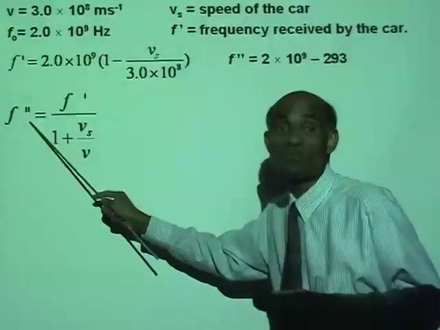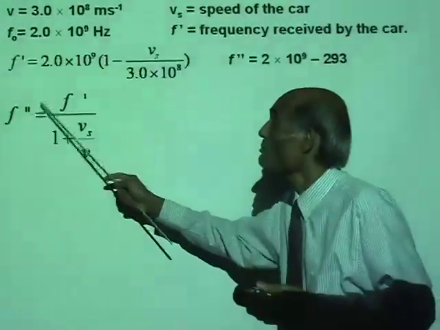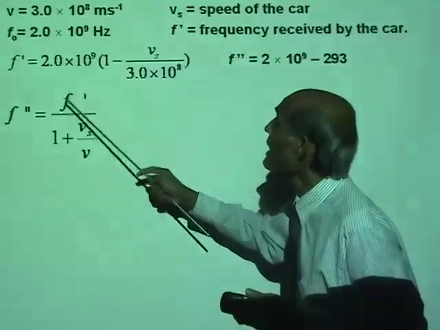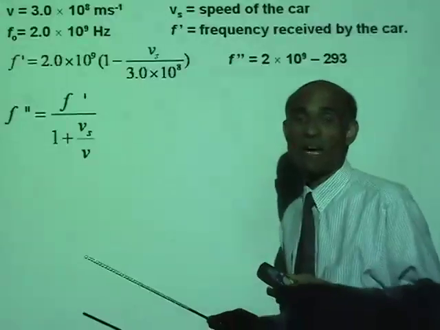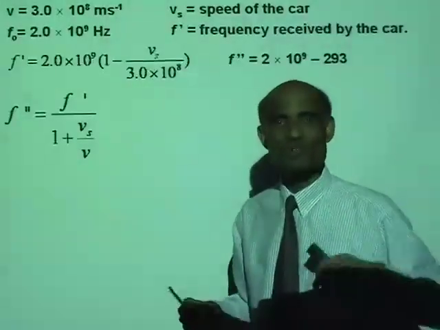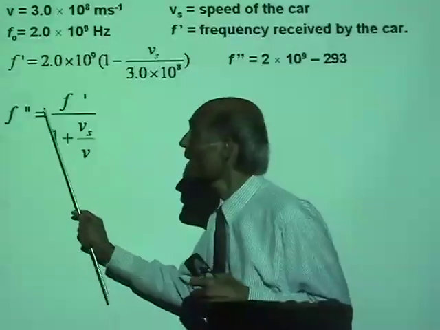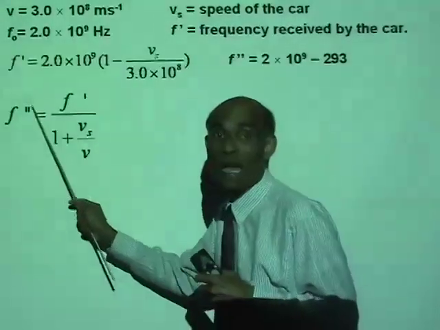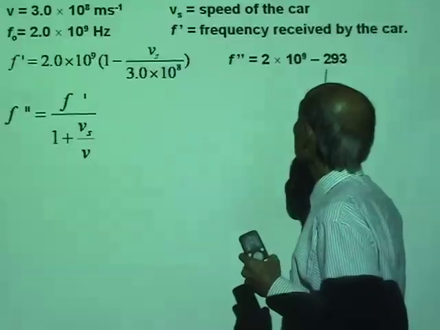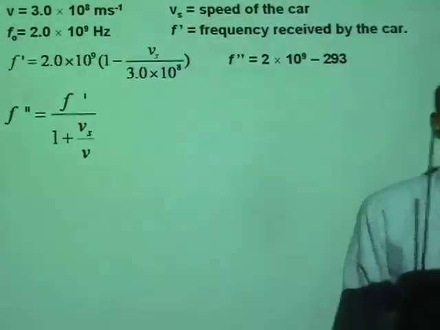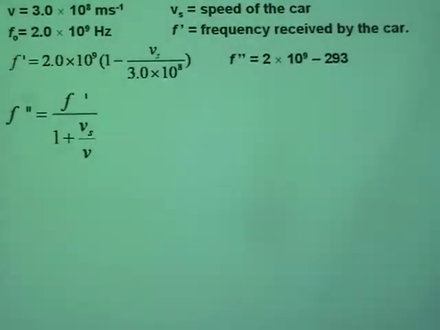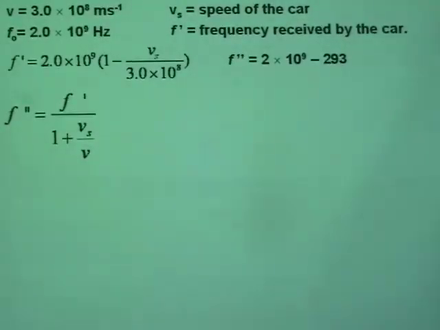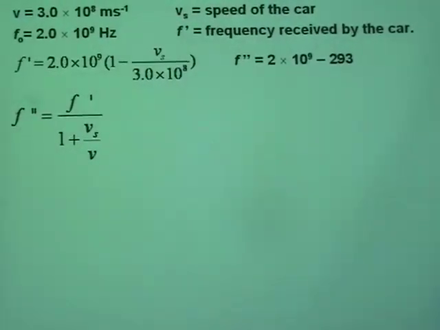And this is the equation we had in the last slide: F double prime equals F prime over 1 plus Vs over V. Now, this involves a little mathematical skill to solve this problem. Now, in here, F double prime can be replaced by this, 2 times 10 to the 9 minus 293. Is that all right? I think it is slightly out of the screen for you. I'm trying to get it back on the screen there.